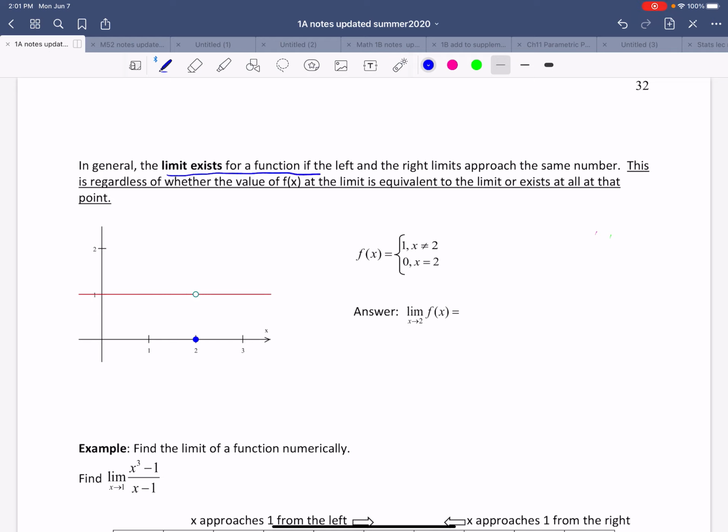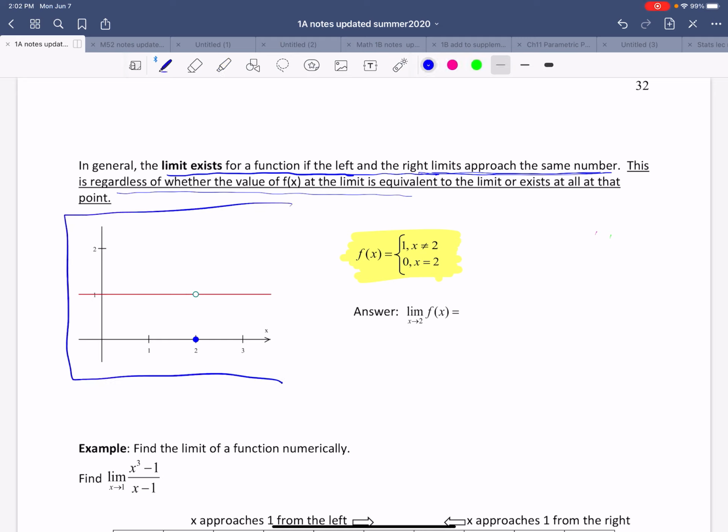A limit exists for a function if the left and right side limits both approach the same number, then we would say the limit exists. This is regardless of whether the function is defined at that point. So here's an example. We're given a function f of x equals 1 when x is not equal to 2, and f of x equals 0 when x equals 2. This is the graph given for this function, and we want to evaluate the limit as x approaches c of f of x. So when x is getting really close to 2, what value does y get really close to? That's what we're looking at.